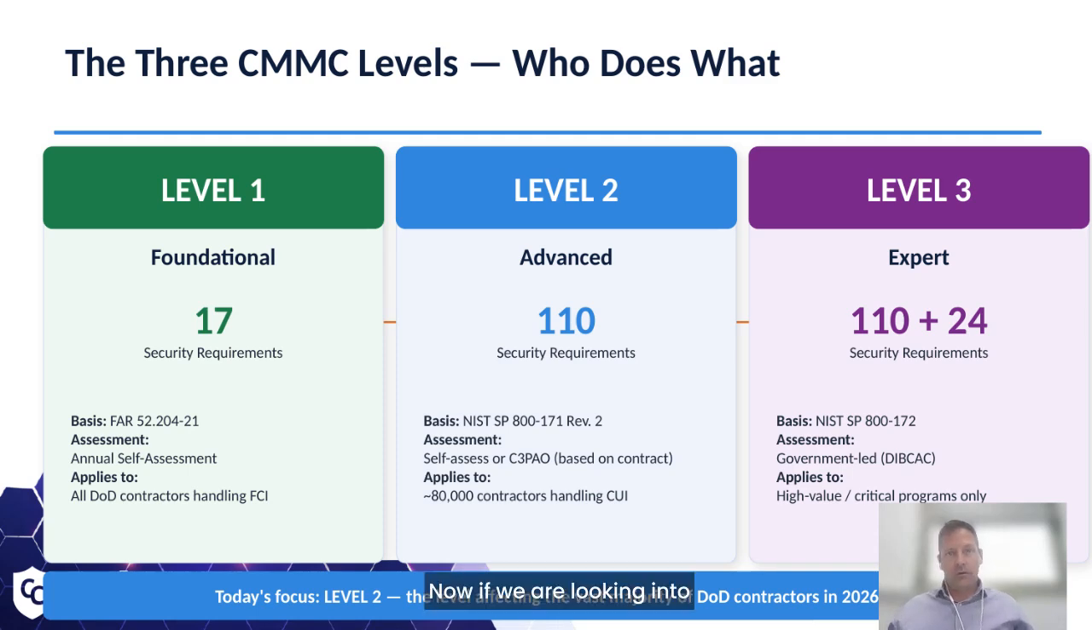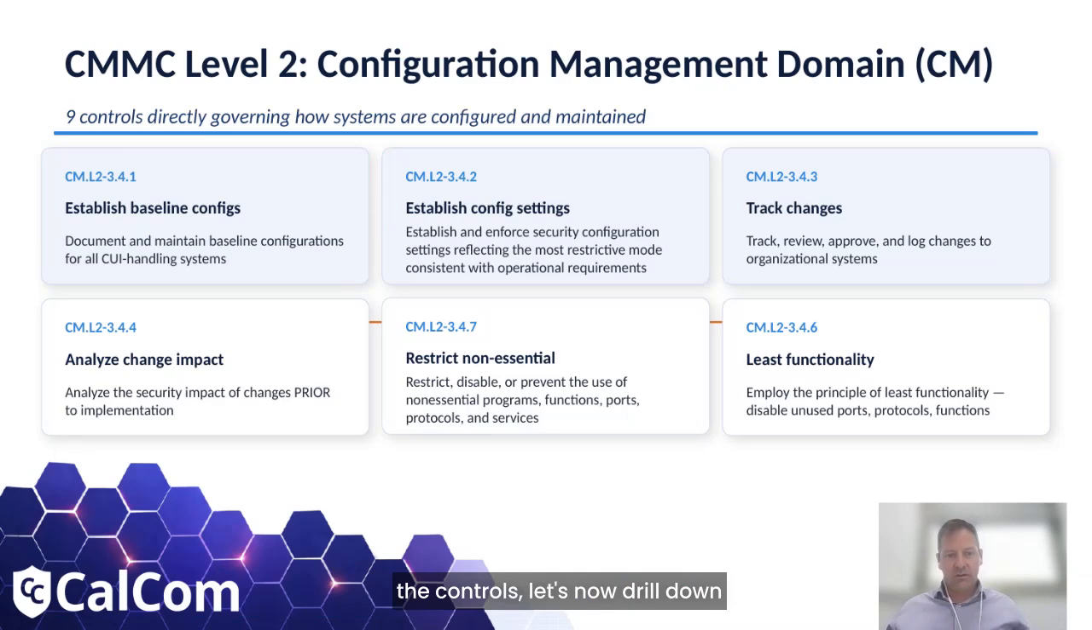Now, let's drill down into the specific controls that we are dealing with inside level 2. We have the configuration management domain. The configuration management domain is assembled of six different controls that are directly relevant for this whole topic of secured configuration, baseline hardening, how to maintain the secure configuration of our systems, etc.